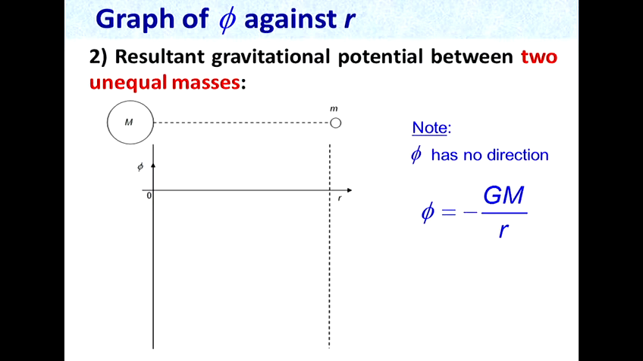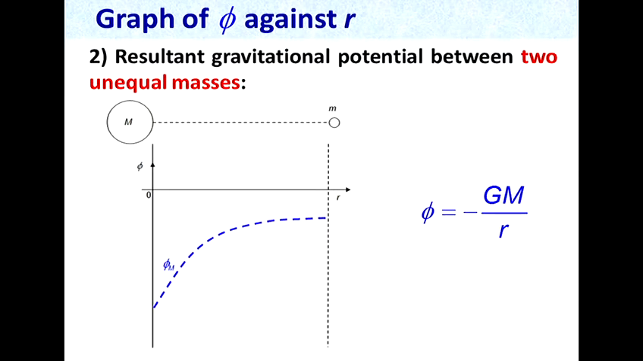So we ignore the presence of the gravitational field set up by small m. Let's focus on the gravitational potential due to big M first. The graph will look like this, negative because gravitational potential is always negative. And the value of the gravitational potential on the surface of M will be minus G big M over R, where R is the radius of the sphere big M. So again, it's a finite value on the surface of M, and it's not an asymptote.